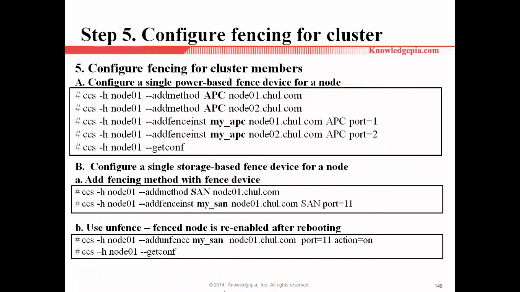Step 5, configure fencing for cluster. So here in step 5, I will explain and introduce two types of fencing. First one, A, configure a single power-based fencing device for a node. In this case, at first we need to add the fencing method. In my case, it's APC. And these two nodes, node 1 and node 2, will use this fencing method APC. So APC depends on your selection.